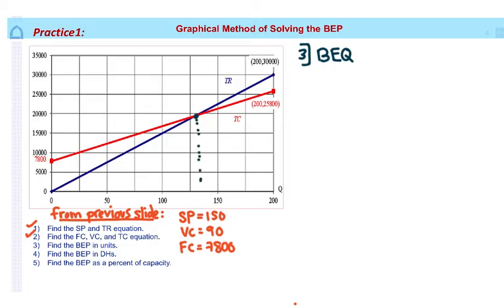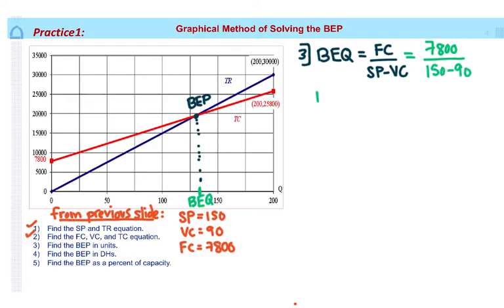The break-even point is where the total revenue and the total cost are equal. So it's something a little bigger than 125. But if we want to know exactly, we can calculate using the margin method. We do the fixed cost divided by the selling price minus the variable cost. We will plug that in to hopefully get the break-even quantity. So 7,800 divided by 150 minus 90. After we plug it in, we'll find the break-even quantity was 130 items.